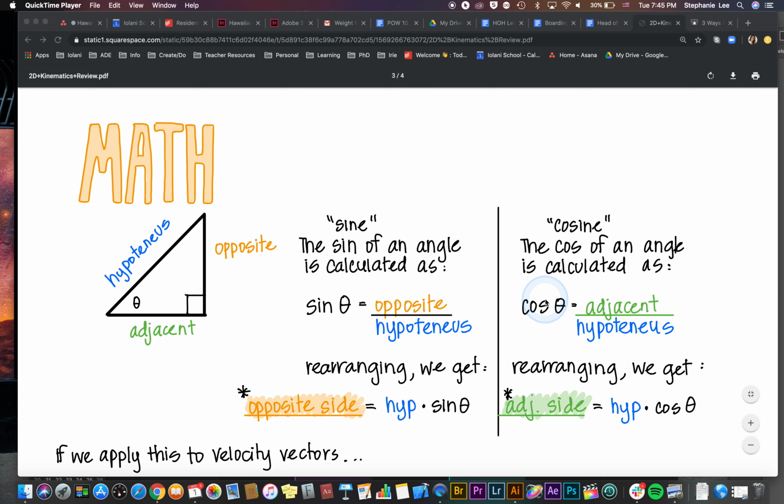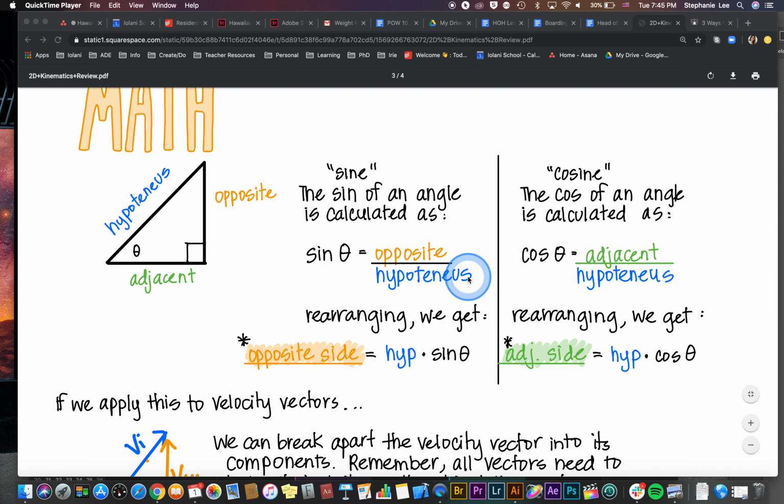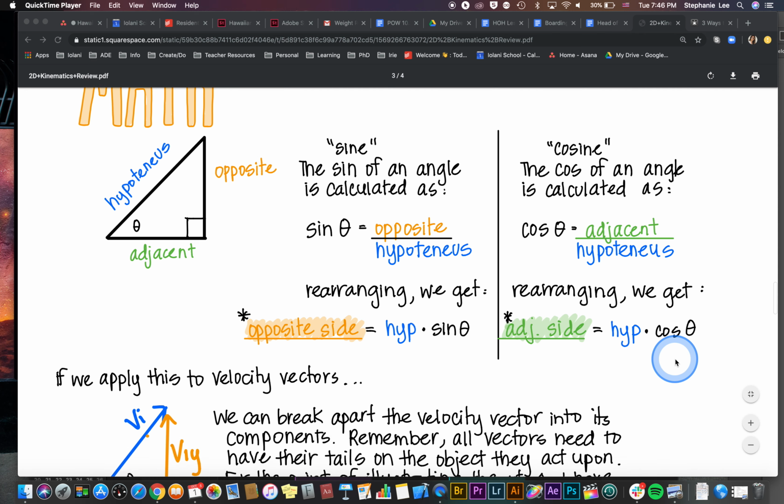There's another function we use called cosine theta. When you take the cosine of an angle theta, and again theta is just the variable that represents the unknown angle, that is equal to the ratio of the adjacent length, or the length of the adjacent side, divided by the hypotenuse. Just doing simple algebra, moving the hypotenuse over to one side and solving for the unknown length of the side opposite the angle, and solving for the unknown length of the side adjacent to the angle, we get these two equations. Opposite side equals hypotenuse times sine theta, and adjacent side equals hypotenuse times cosine theta.